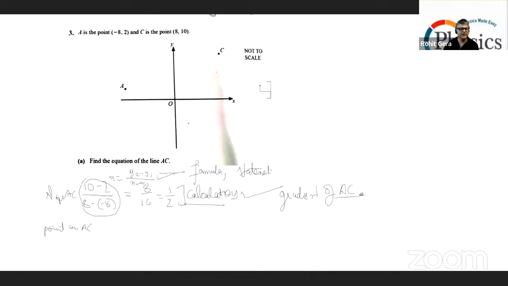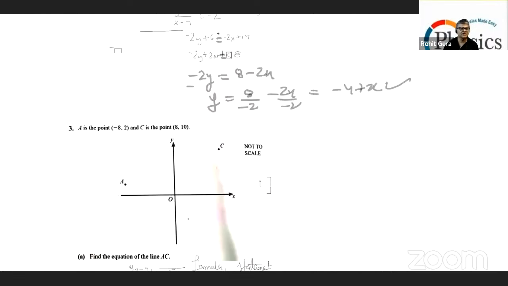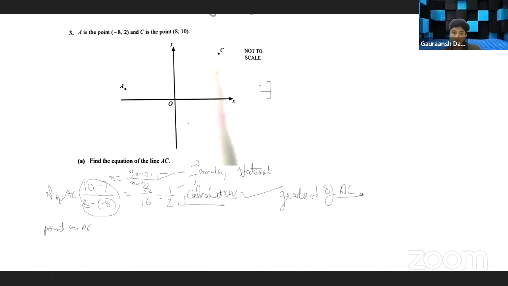Do you know a point on AC? Yeah, (-8, 2) and (8, 10) both are on it. Yes, you can use any one of them. Okay, so you know a point on the AC. Which one do you want to use? (-8, 2), okay, write it.